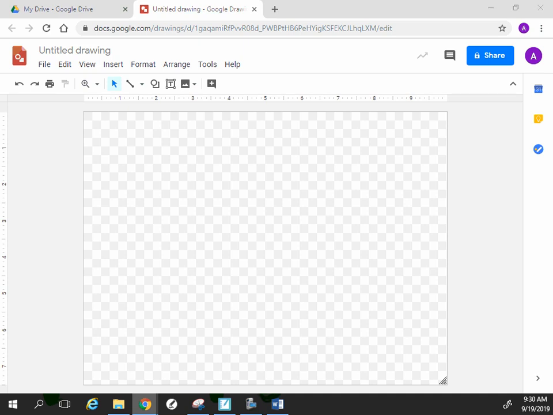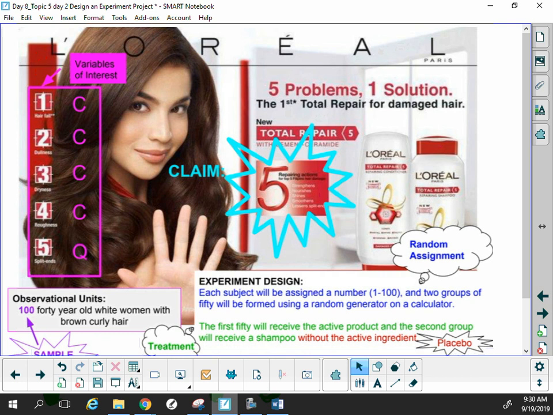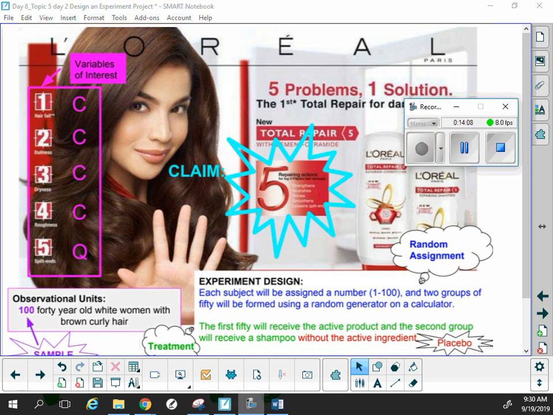Okay, here is my example. Let's go back to that. All right, so the claim is 5 problems, 1 solution. I'm going to go over to my mouse so I can point. Let me pause this real fast.